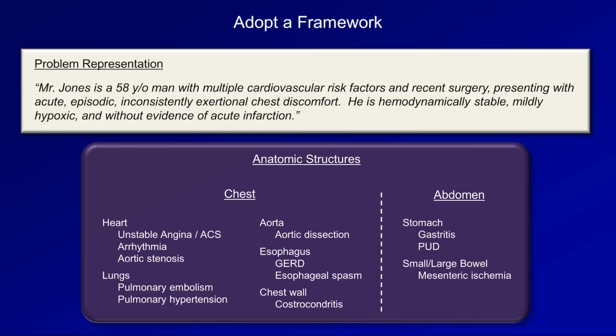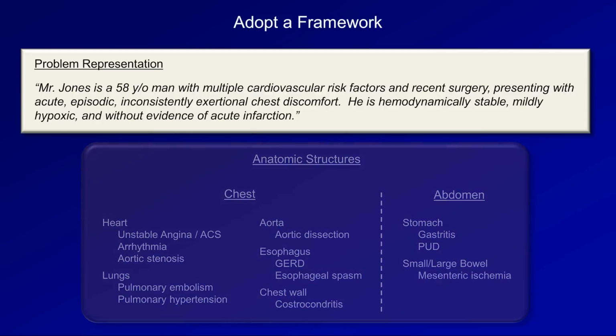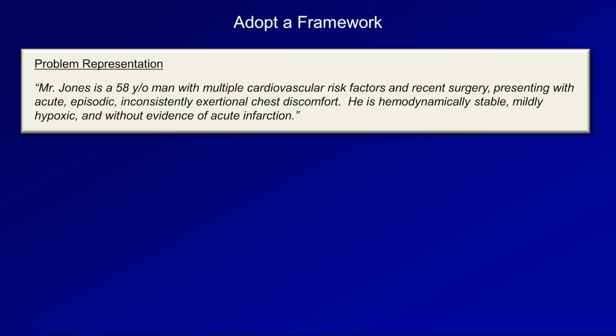Although I said that this is a common framework to use for chest pain, and I think it would be similar to the one most clinicians would use, it's not the one I personally would choose for this specific problem representation. I would not classify using this framework as a mistake per se, I just happen to think there is a better option. Let me read that first sentence of the problem representation again. Mr. Jones is a 58-year-old man with multiple cardiovascular risk factors, presenting with acute, episodic, inconsistently exertional chest discomfort.